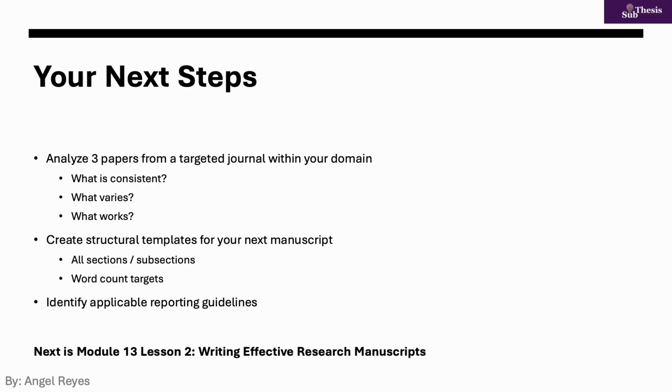As we conclude, here are your action steps. First, find 3 recent papers from your target journal. Analyze their structure. What's consistent? What varies? What works well? Second, create a structural template for your next manuscript. Include all sections and subsections with word count targets. Third, identify which reporting guidelines apply to your research. Download the checklist now. Don't wait until you're writing.